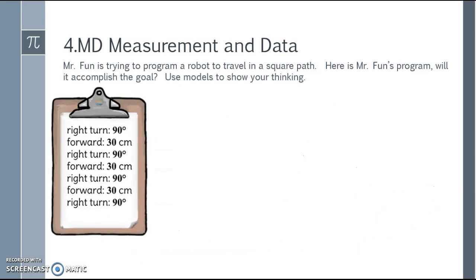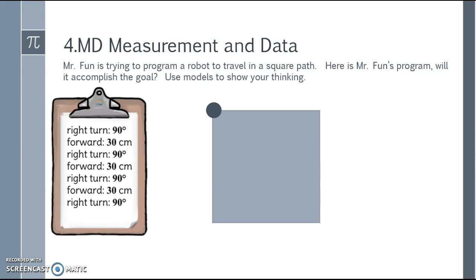He's also trying to program a robot to travel in a square path. Here is the program. Will it accomplish the goal? So we need a starting point. We need to go forward 30 centimeters, take a right 90-degree turn, forward 30 centimeters, right 90-degree turn, forward 30 centimeters, and right 90-degree turn.